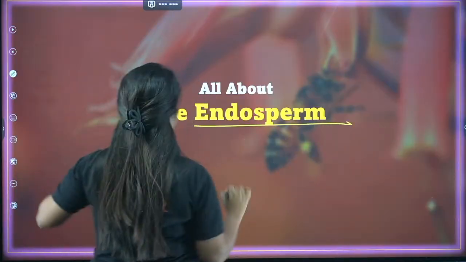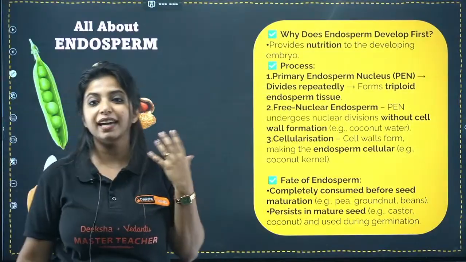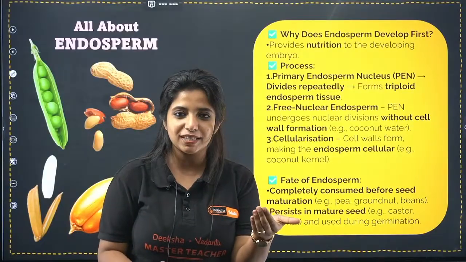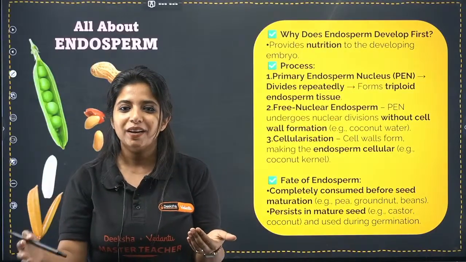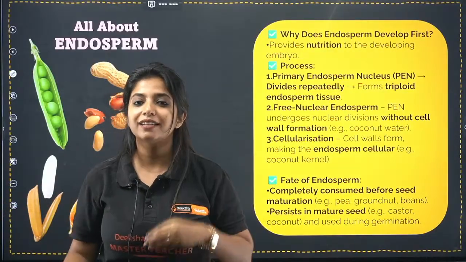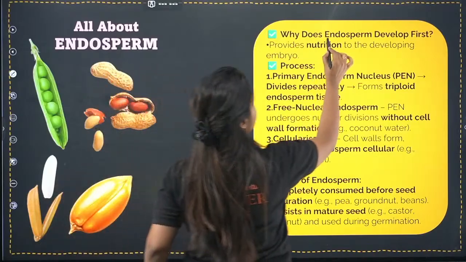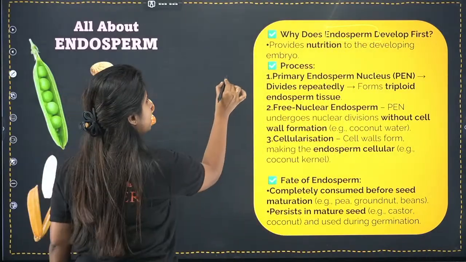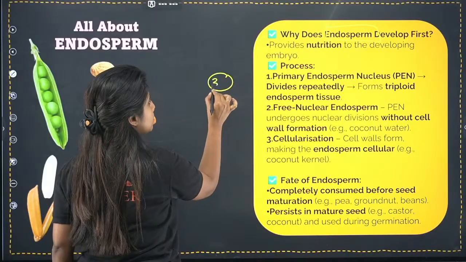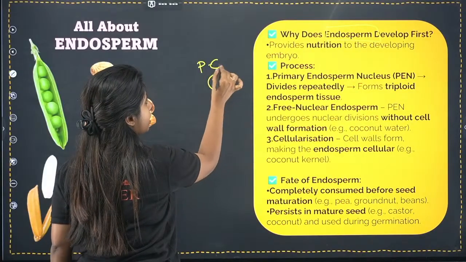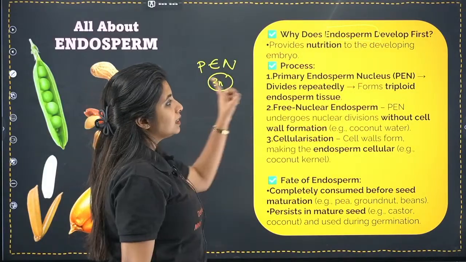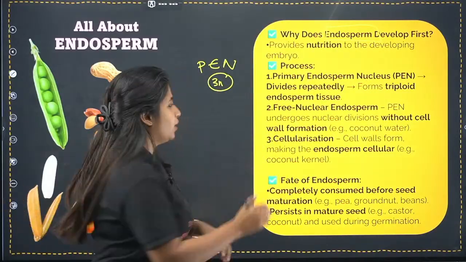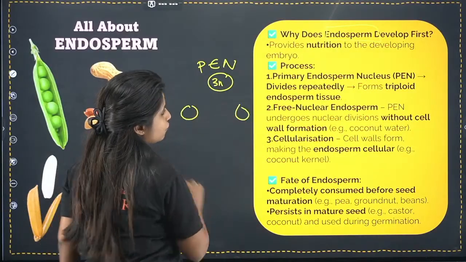Okay, so we are going to see endosperm, and why the endosperm forms first. Because I told you the zygote has to form the embryo. It has to become multicellular, and for that it needs nourishment. Who provides that? Endosperm provides that. So always listen to me. There was one triploid nucleus, known as the primary endosperm nucleus. This nucleus is going to divide rapidly, so many nuclei are going to be formed here.